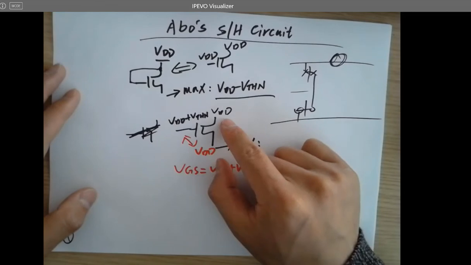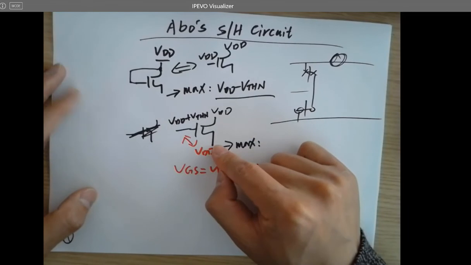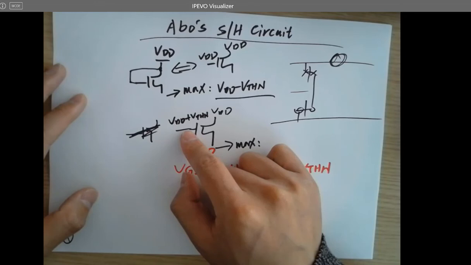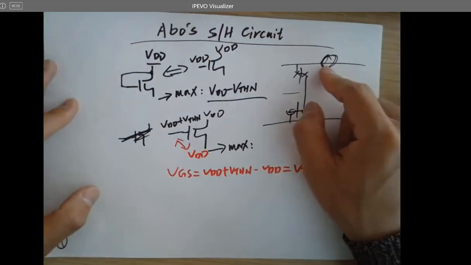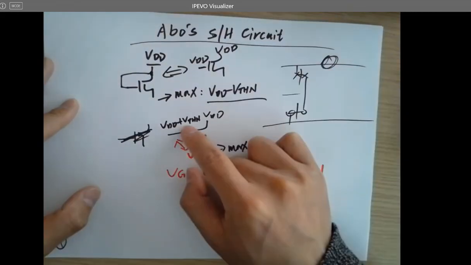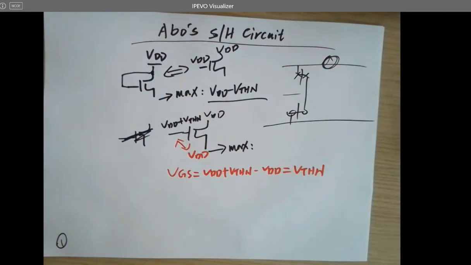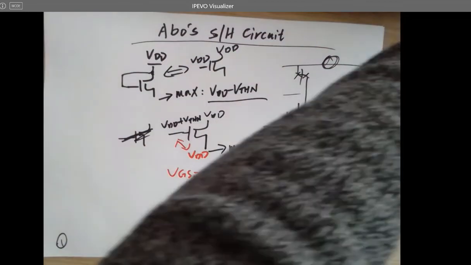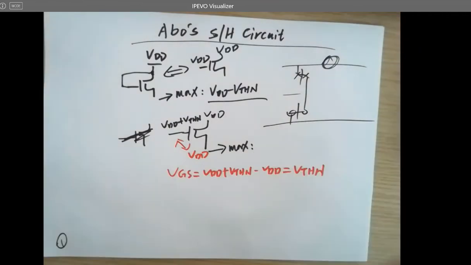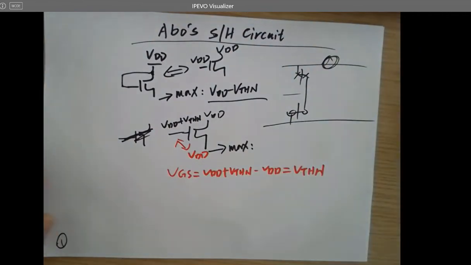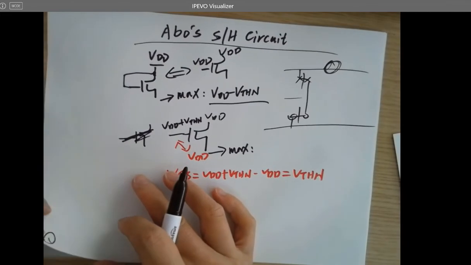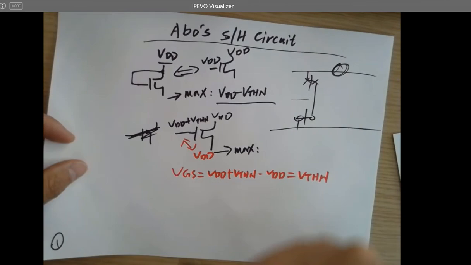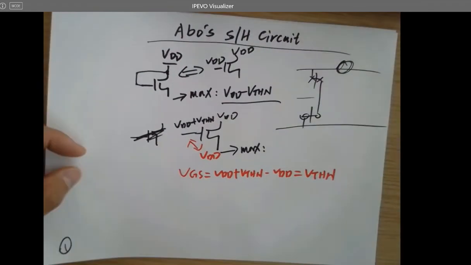If I want to pass the entire VDD to here, I have to raise the voltage at the gate. However, it's larger than VDD, and VDD is supposed to be the largest voltage in the circuit. How can I do that? There's a voltage doubler or charge pump. This is what we covered last week. Remember, we can boost the voltage. So we need to boost the voltage.